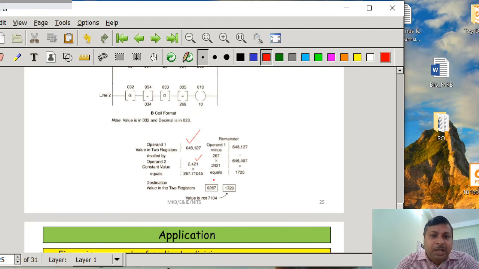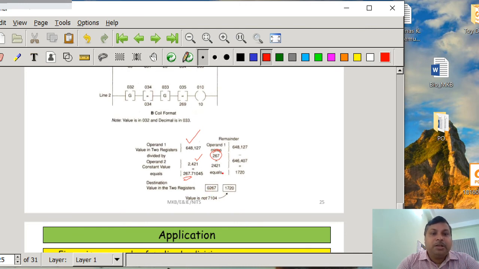Now you will find that the operand 1, that is 648,127, if you multiply by 267, we get the result 646,407. Why have we multiplied by 267? Because the integer result is 267. So that's why it has been multiplied. So the result is 646,407. If you subtract, the result is 1702. So you will find that the integer you are getting is correct.